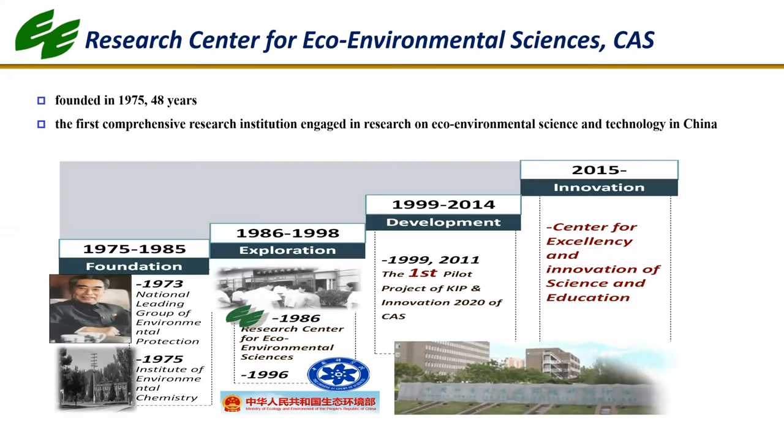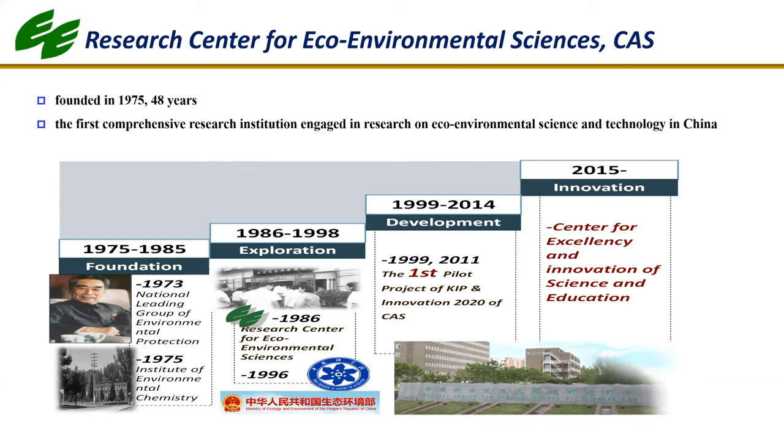First, I would like to introduce our research center. Founded in 1975 as the first comprehensive research institute engaged in research on eco-environmental sciences and technology in China. The main purpose of our research center is to carry out national and international research projects in environmental sciences, environmental engineering, and system ecology, to provide fundamental data in ecological and environmental sciences for government and for enterprises. Currently, there are about 500 staff in our research center and about 100 professors working in various areas.